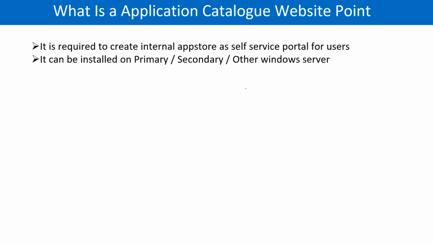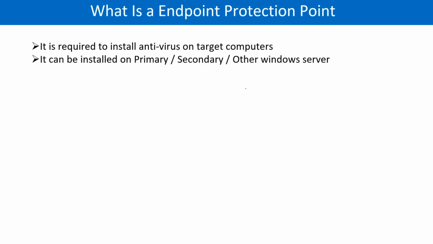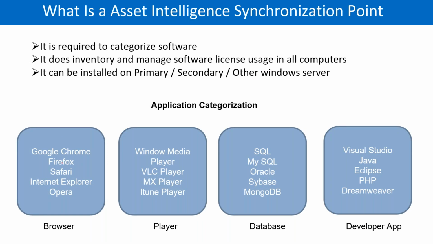Categorization will happen like this. Some software will fall under the browser category, like Google Chrome, Firefox, Safari, Internet Explorer, Opera. Some will fall under the player category, some under the database category, and some under the developer category. It also manages licenses. Suppose you integrate licenses into SCCM and you would like to know on how many computers the license is being utilized. Asset intelligence will scan the computers and give you the details of the computers where the license is being consumed. You can install this on a primary site, a secondary site, or any other Windows server. That is your asset intelligence synchronization point, guys. Clear?